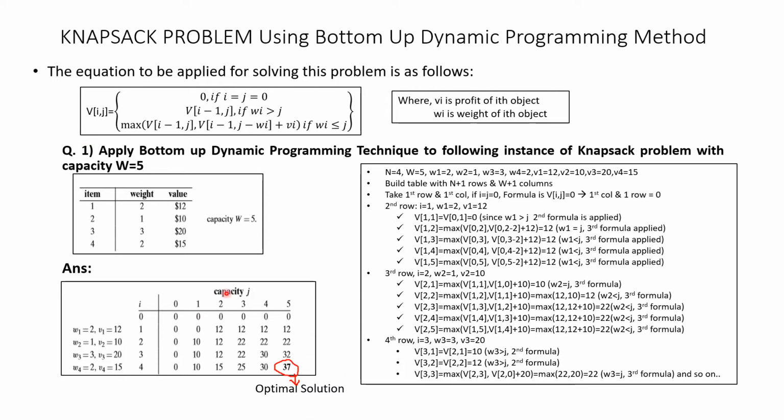Capital V, this is the entire table. I is the row, J is the column. Since J is equal to 0, make the first column as 0. Since I is equal to 0, make the first row as 0. Next, we'll start filling each of these entries. And the logic is that finally the optimal solution, or the final answer, gets stored in the final box.